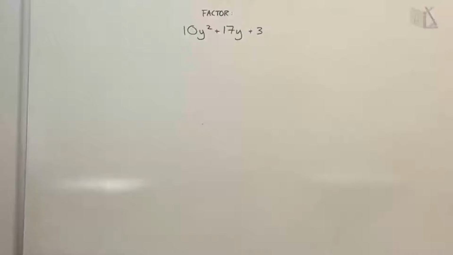We're going to factor 10y squared plus 17y plus 3. To factor this quadratic, we can either use trial and error or factoring by grouping. For this question, I am going to use factor by grouping.